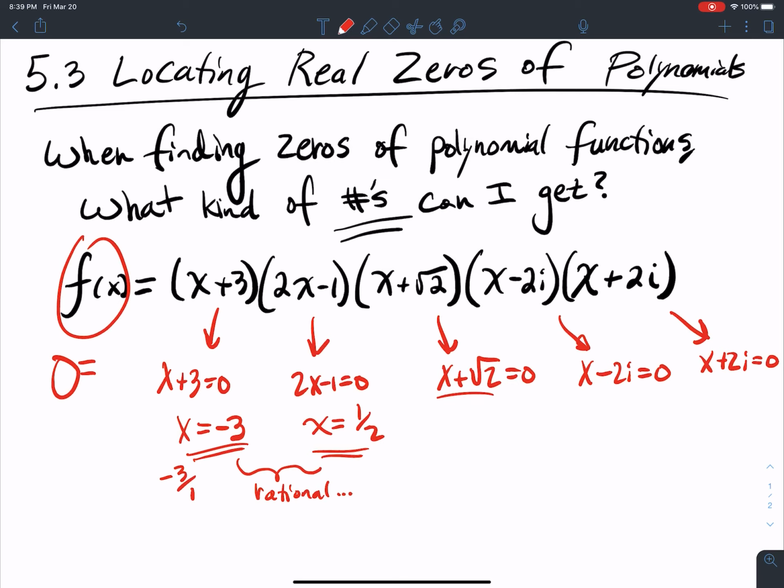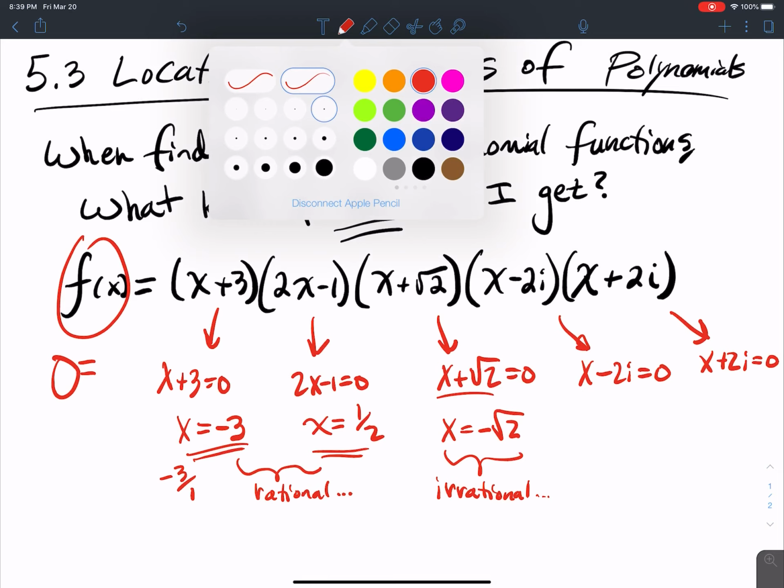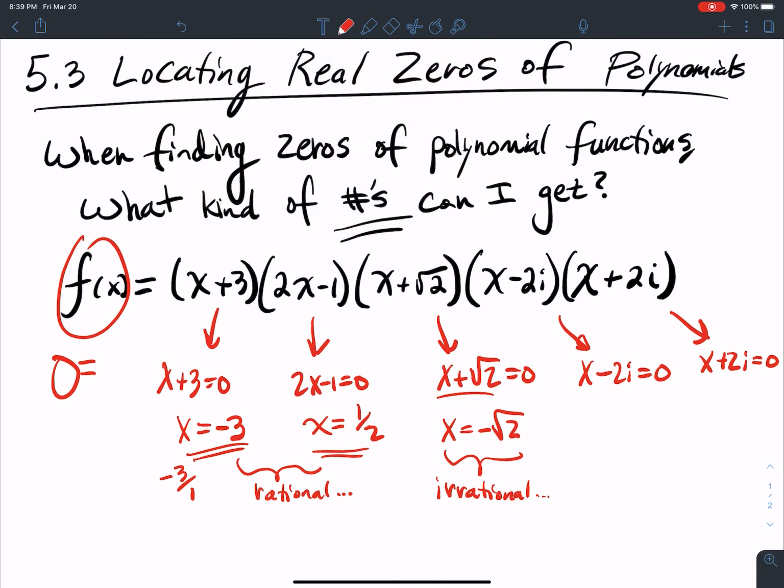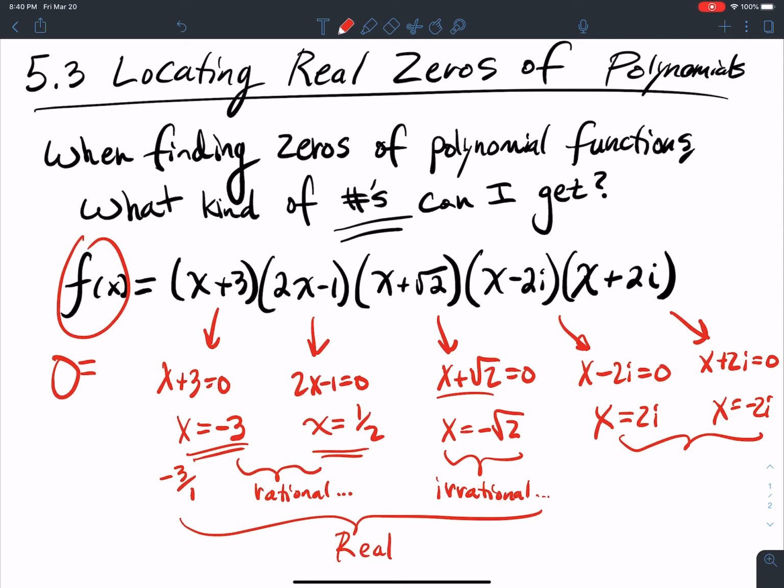Over here, I've got x equals negative square root of 2. So I have rational, but I also have irrational. Irrational, okay, can't represent it as a fraction, square root of 2. This one here, x equals positive 2i, and here x equals negative 2i. All of these are real numbers, and the i ones are imaginary.